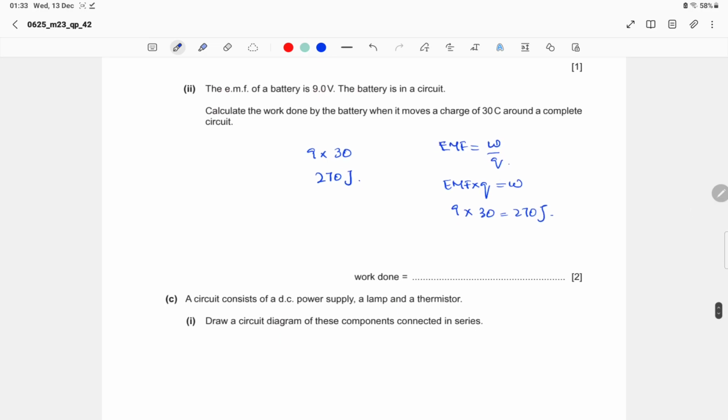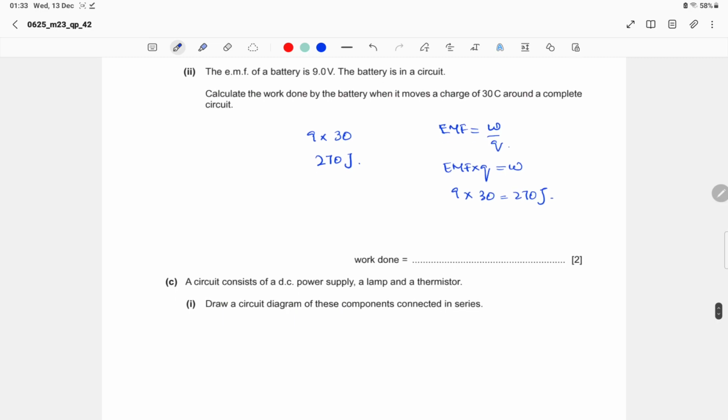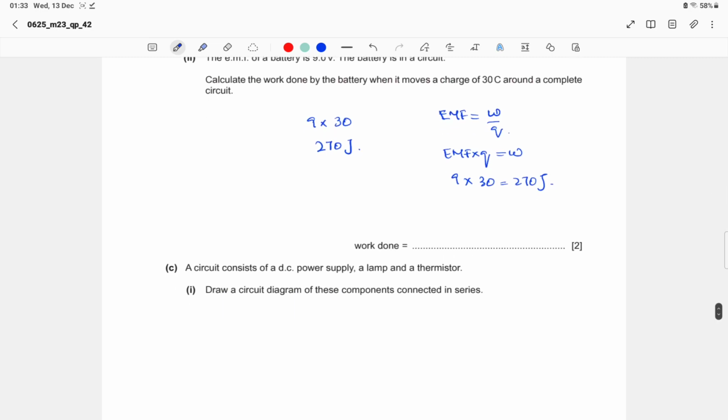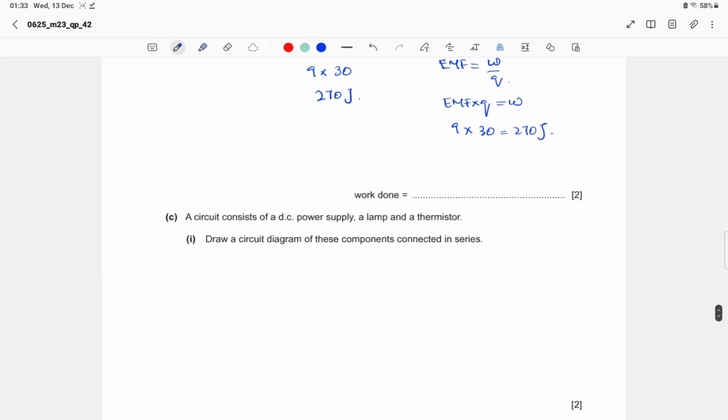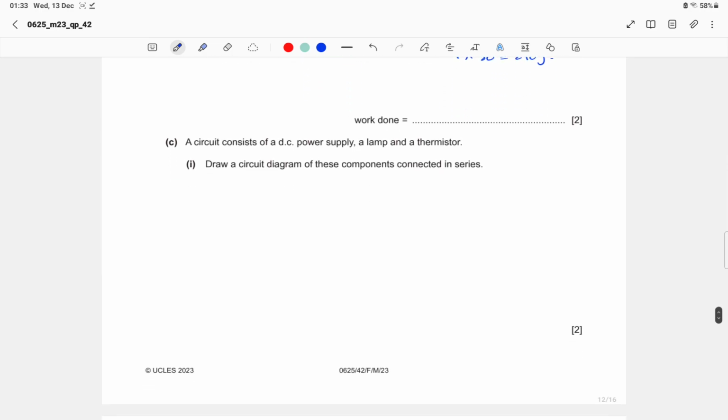So this is the formula, EMF equals W over Q. So put in the values and you will get your answer. This is going to be 270 joules.